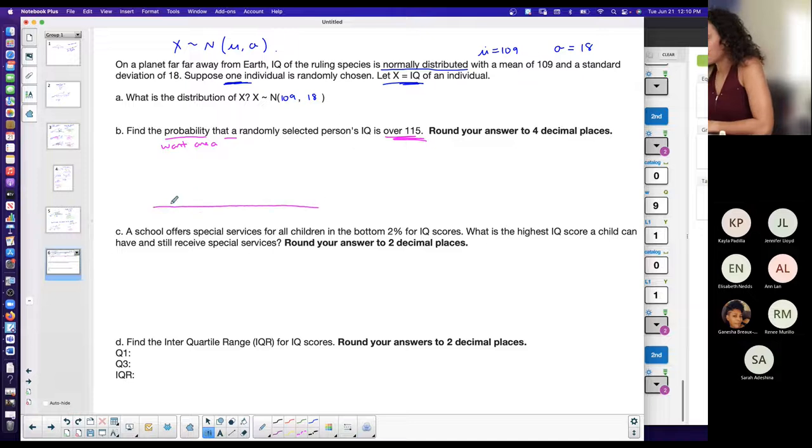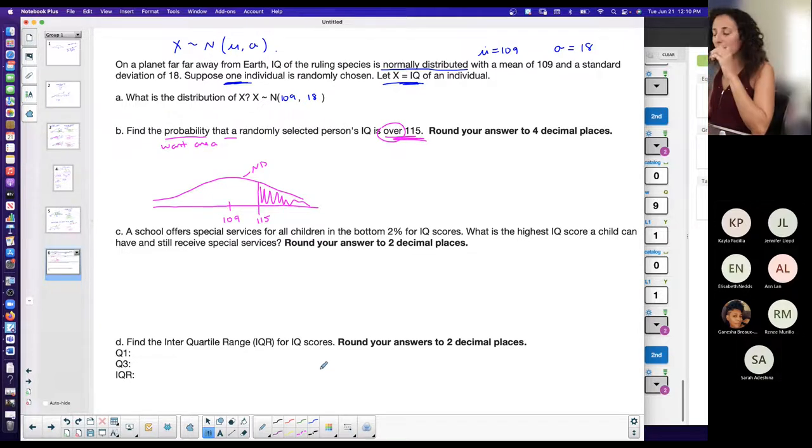So I'm going to draw this curve just so I visualize the normal distribution. The middle of this curve is the mean, which is 109. 115 is to the right of that. Which area do they want? Do they want the area to the right of 115 or the area to the left of it? To the right, because over means right. So this is the area that we want.